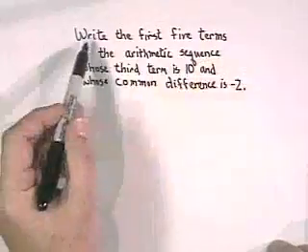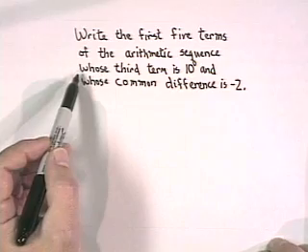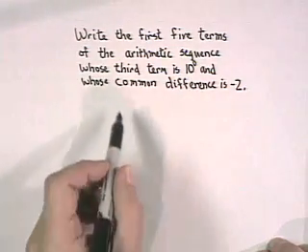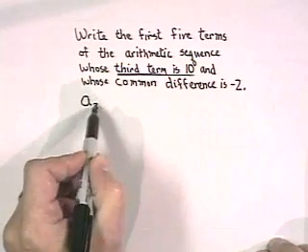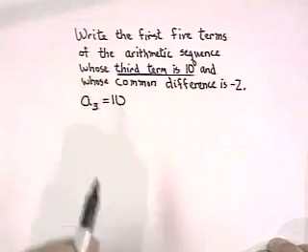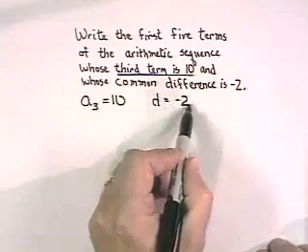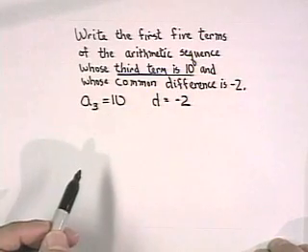Let's do an exercise. Write the first 5 terms of the arithmetic sequence whose third term is 10 and whose common difference is -2. Let's see, it says the third term is 10, so we know a3 equals 10. The common difference is -2. What we really need to know now is what the first term is.